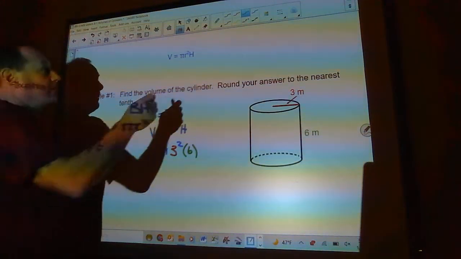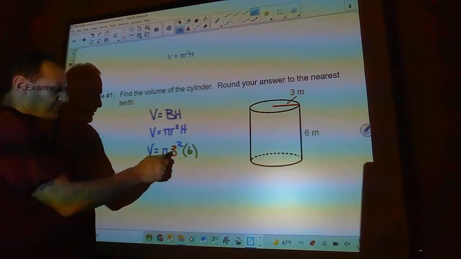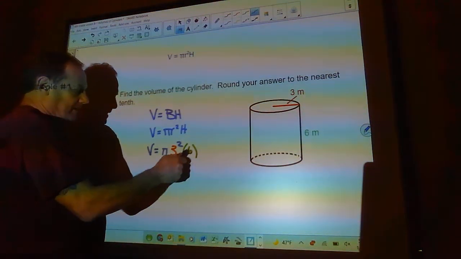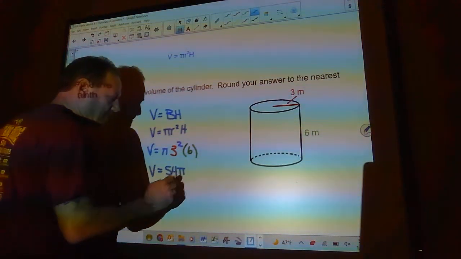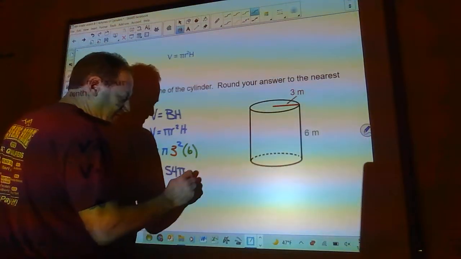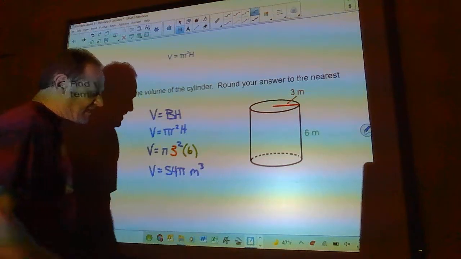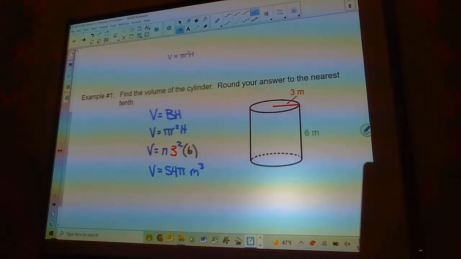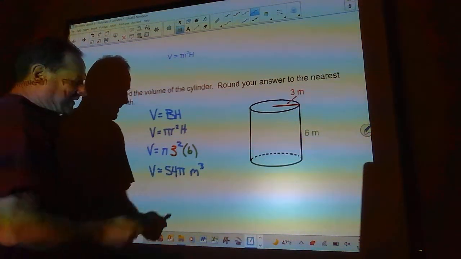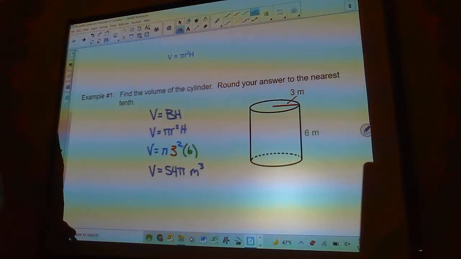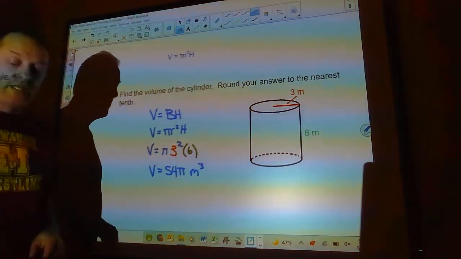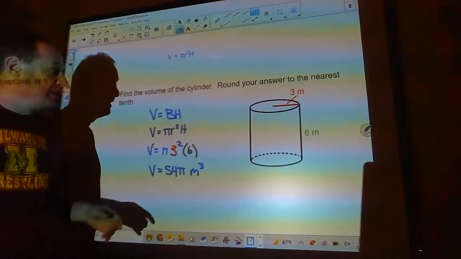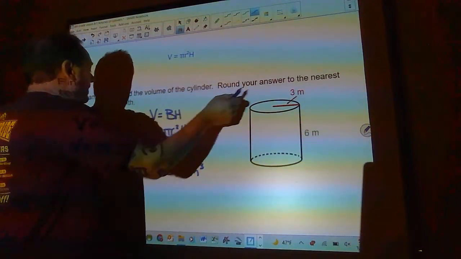Okay, so the next thing that we're going to do is 3 squared, that's 9, and 9 times 6 is 54. So the volume is 54 pi, and this is in cubic meters. Now that is the exact value. When you have a pi in the answer, that's the exact value. Now remember, pi is an irrational number. I can't actually write it down. Okay, and it tells me here to round to the nearest tenth.